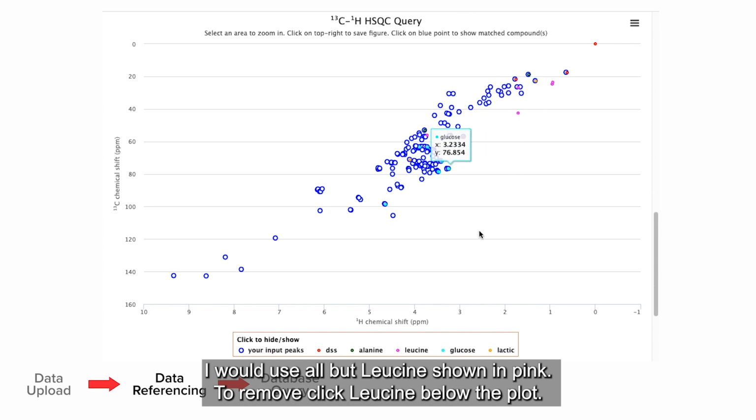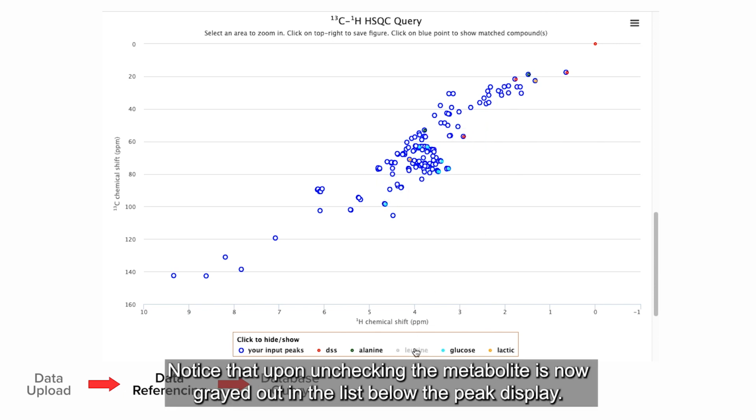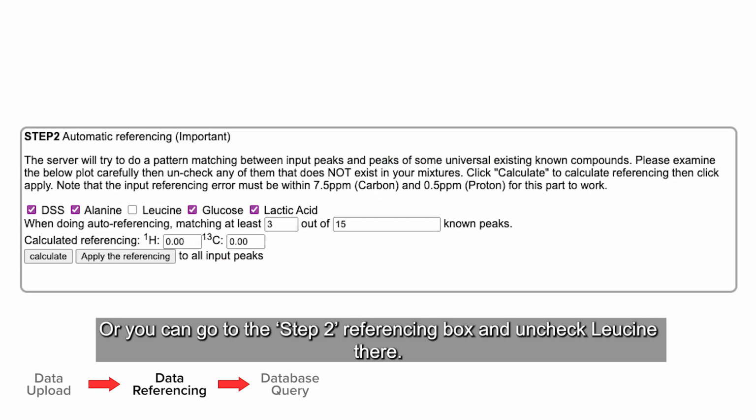To remove, click leucine below the plot. Notice that upon unchecking, the metabolite is now grayed out in the list below the peak display. Or you can go to the Step 2 referencing box and uncheck leucine there.